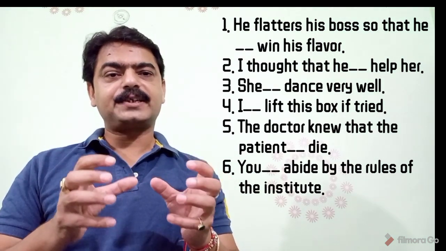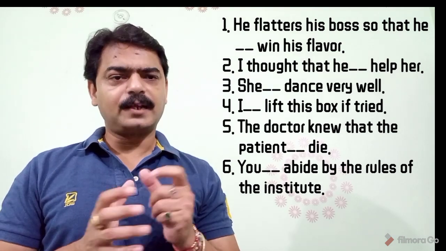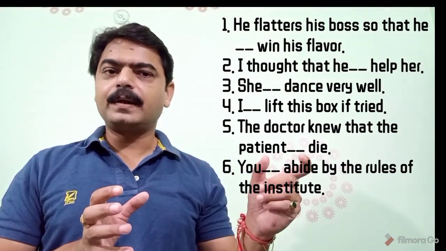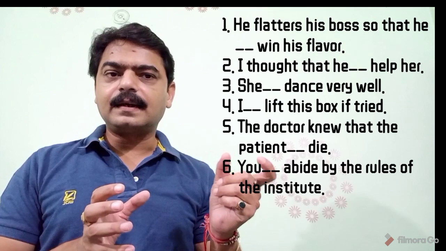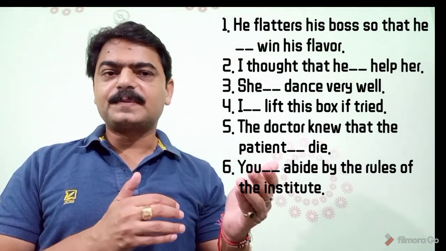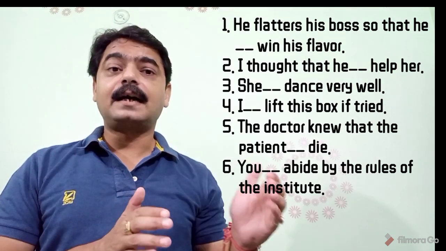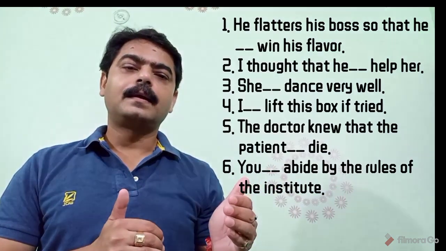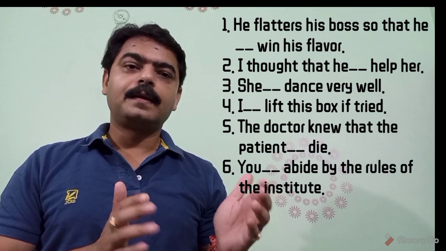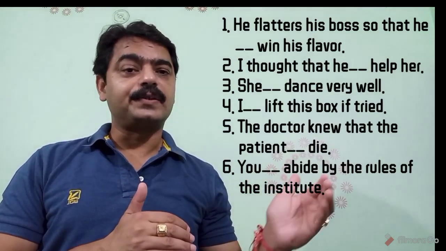I thought he might help her. सेंस आ रहा है, कर सकता था, कर सकता है, और पास्ट में सेंस किया जाएगा, so might will be used here. I thought he might help her. She can dance very well. What's it showing? Ability. She can dance very well.